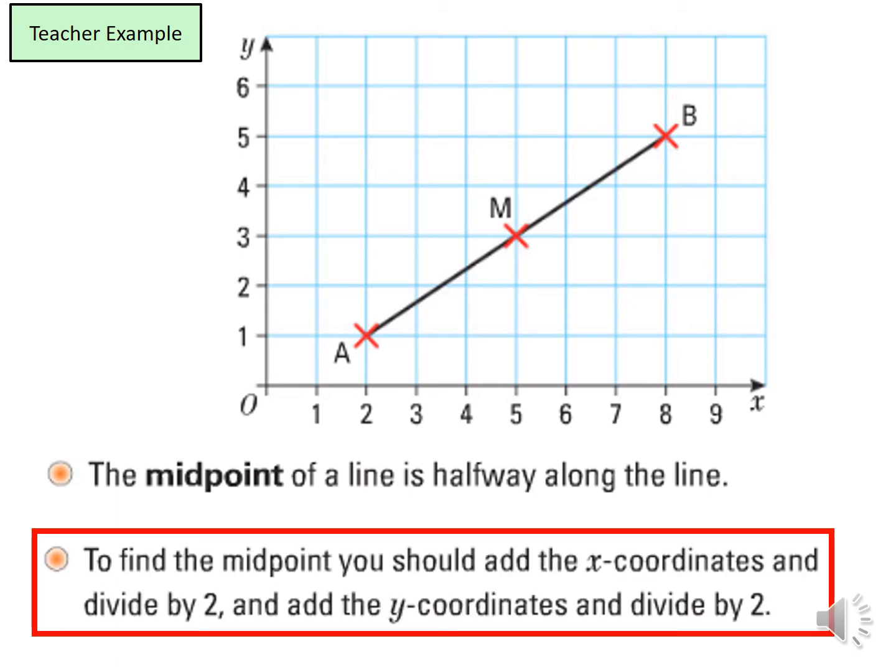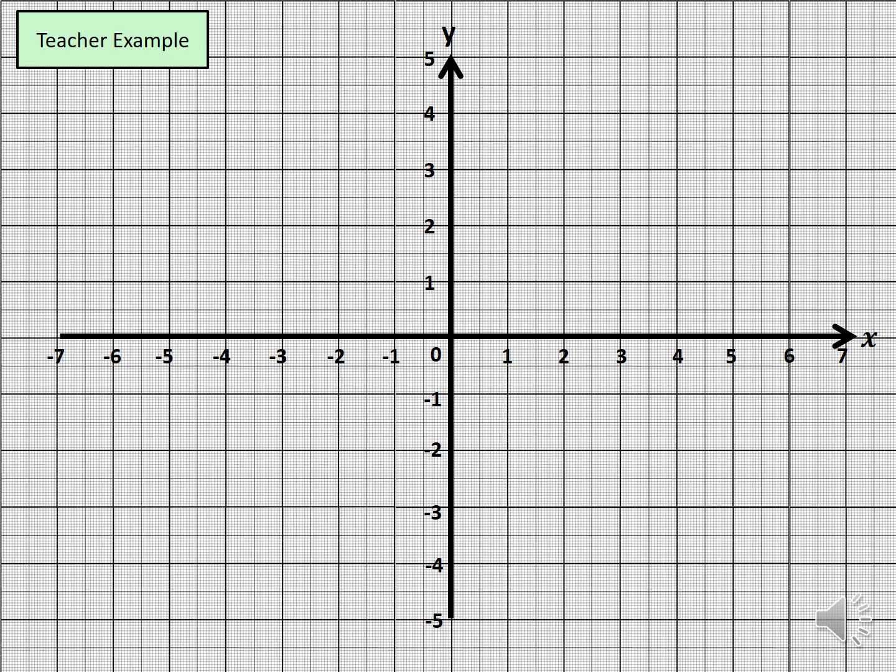Now, sometimes you may need to use a different method to find out what the midpoint is. To find the midpoint, you should add the x coordinates and divide by 2, and add the y coordinates and divide by 2. Okay, so let's use the method from the previous slide. Let's have a look at the first line segment. We need to find the midpoint of this line segment with coordinates (1, 1) and (5, 5).